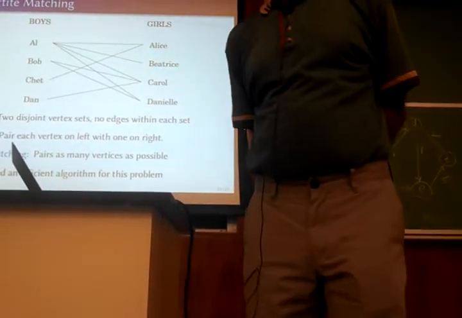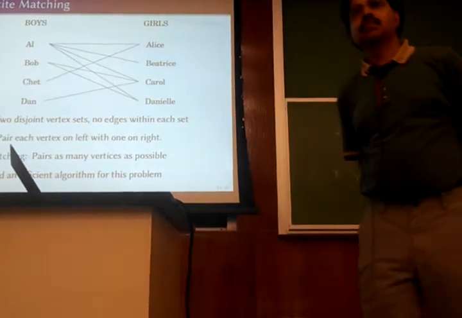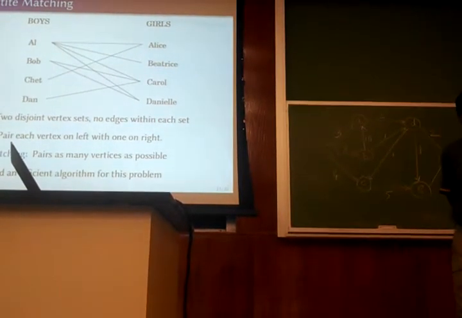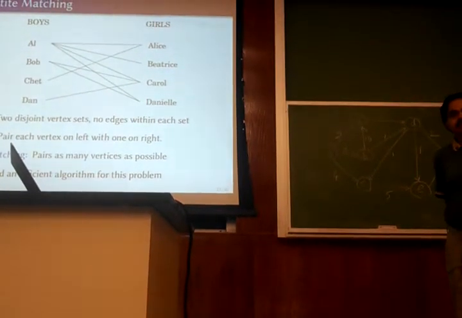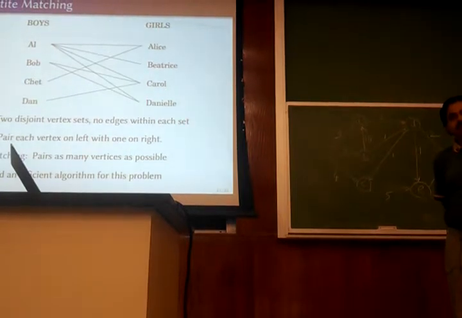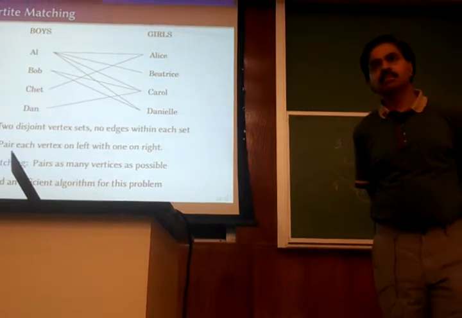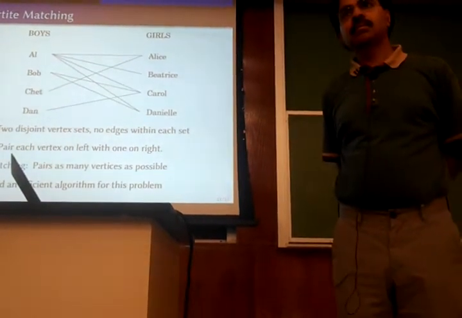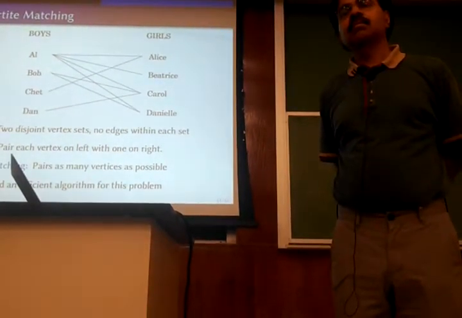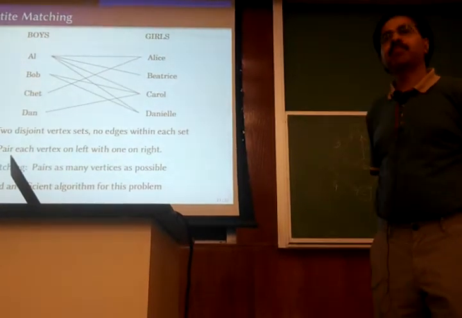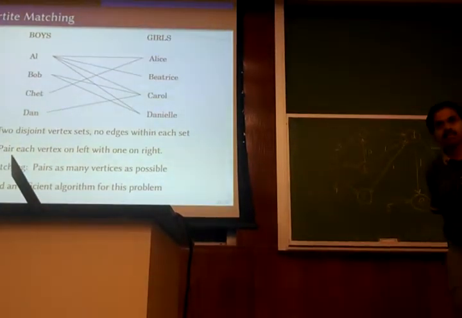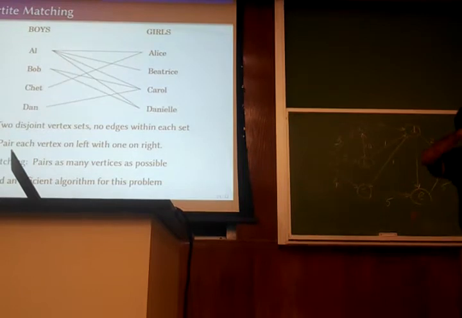Create a source and a sink which have infinite capacity. The source goes to all the boys, and all the girls go into the sink. And each edge between the boys and the girls has a capacity of 1. Right. And then if you maximize that flow, you find the maximum matching.